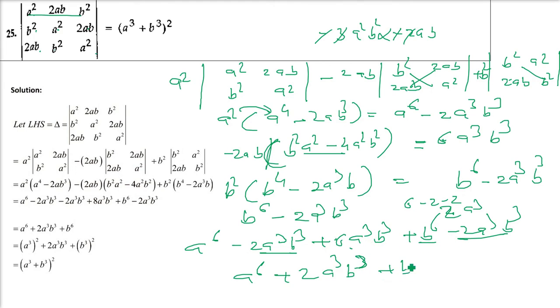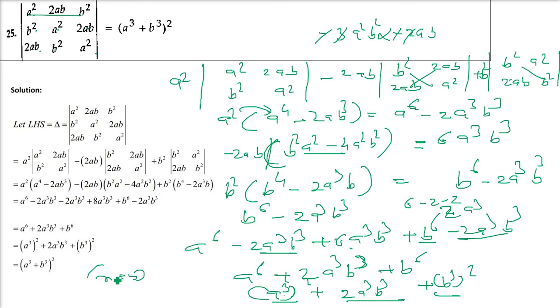Now assume this A raised 3 as X and B raised 3 as Y. So you can write it as A raised 3 whole square, B raised 3 whole square, A6 B6, 2A cube B cube. Now you see the formula. X plus Y whole square is X square plus Y square plus 2XY. So x is A cube, y is B cube, and whole square. This is the final answer.